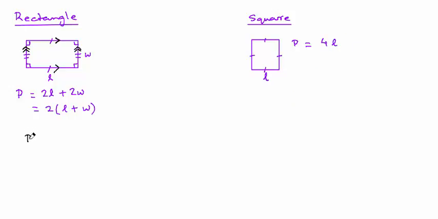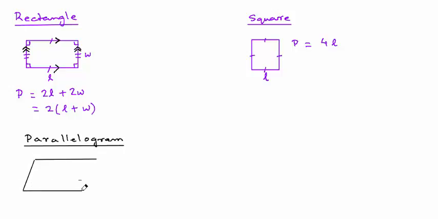Let's talk about how to find the perimeter of a parallelogram. A parallelogram is a four-sided polygon, also called a quadrilateral, in which the opposite sides are the same length and they also run parallel. So this side is running parallel to the opposite side, which is this side, and they are the same length. Similarly, this side is parallel to this side and they are also the same length.